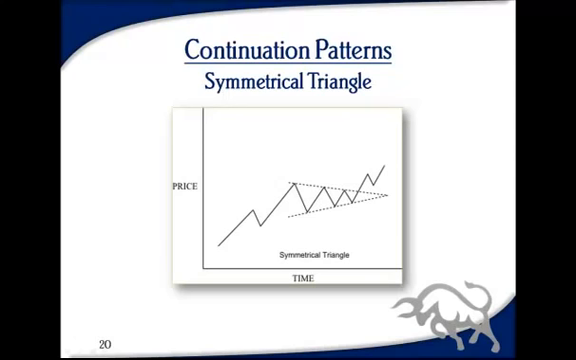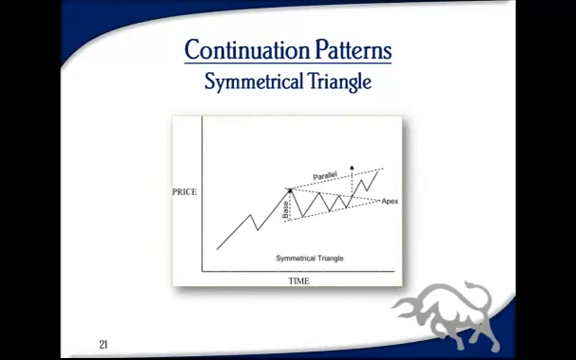The symmetrical triangle will very rarely result in a change of direction. It will usually be a continuation, but it could obviously change. Quite often you'll see that it has three peaks and three troughs like this, and then you can clearly draw the triangle. Here it is with a couple more lines on it. The apex is where the lines join.